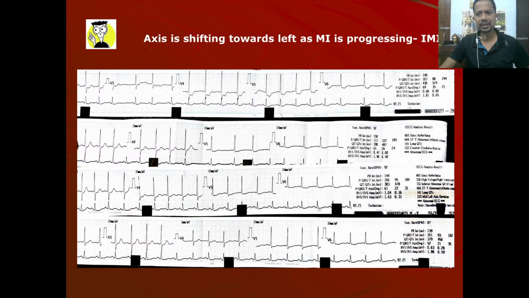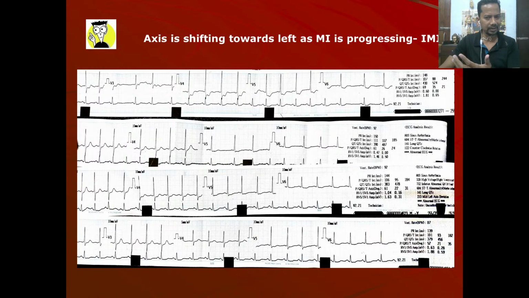Now something interesting is also happening out here. There is a slight subtle left axis deviation which is progressing. Now you look at the axis of QRS. Here the machine will detect the P wave, QRS and T wave axis. So this is 35 degrees, this is 26, this is 22, this is 21. So subtle LAD is occurring because there is an inferior wall MI.